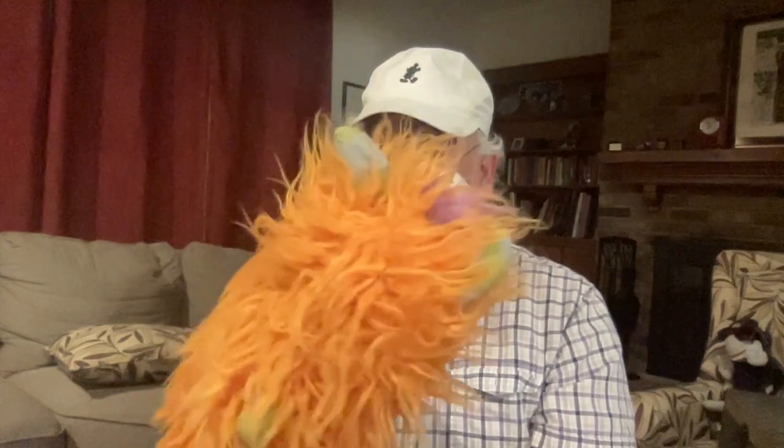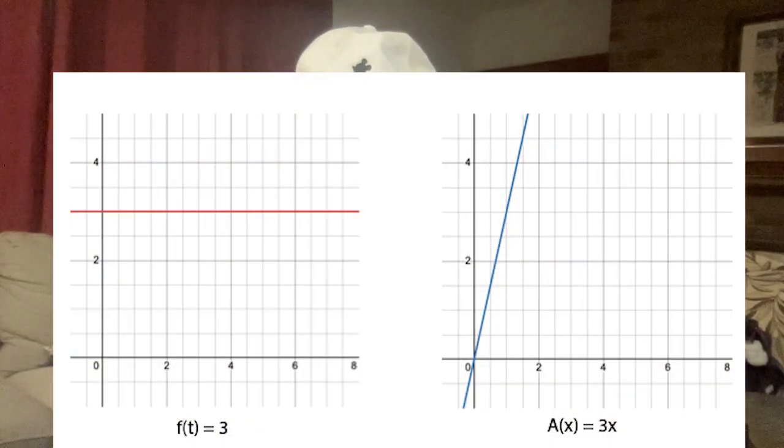I can't. You've got to show me a picture. Okay. So look, let's go back to f of t equals 3. The area function is actually 3x. Because as you go from left to right, the area goes up by a factor of 3 every time you move over 1. That's kind of what we were doing when we were plotting points. f of t equals 3. A of x is 3x. Take the derivative of 3x and you're back to 3.